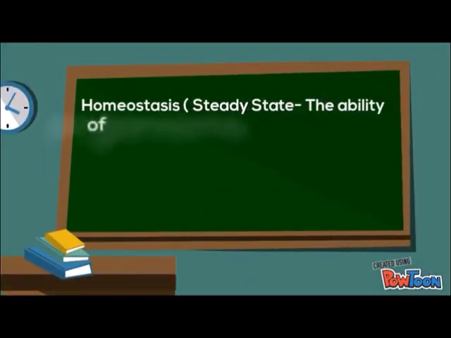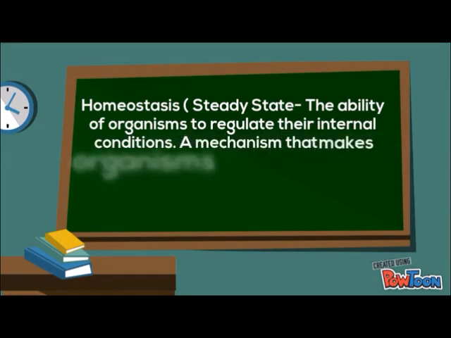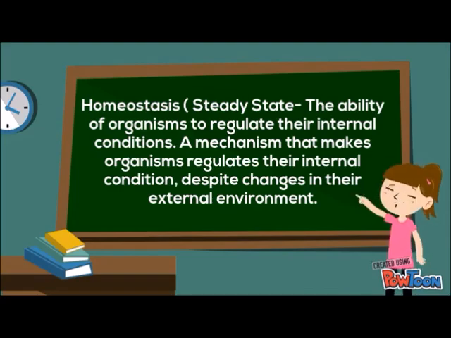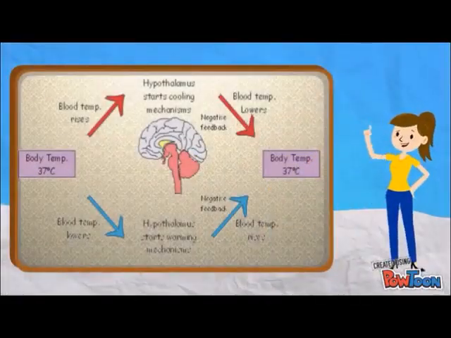Regulation. The ability of organisms to regulate their internal conditions is an example of homeostasis, or steady state, a mechanism that makes organisms regulate their internal conditions despite changes in their external environment. Such activity can be observed in mammals like humans, birds, and other forms of organisms.